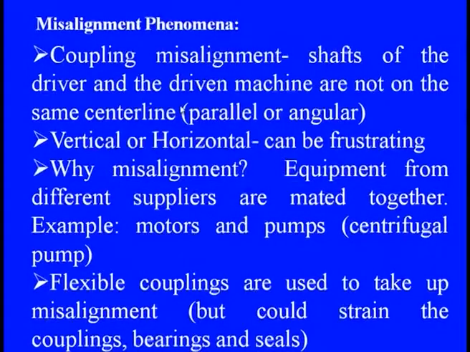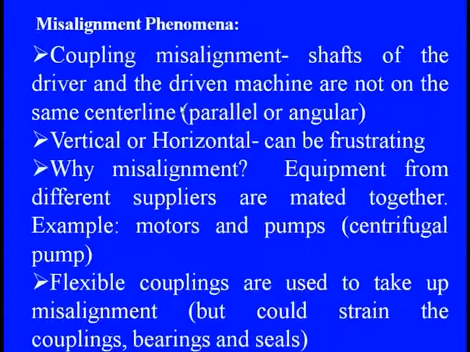is the misalignment phenomenon. The misalignment can be present at the coupling part. Coupling misalignment of the shaft of either the driver or the driven machine is very common, because the center line does not absolutely coincide with the shaft. When the coupling is not aligned, either parallel or angular, we have both kinds of eccentricity, and these cause the misalignment. It can be either vertical or horizontal.